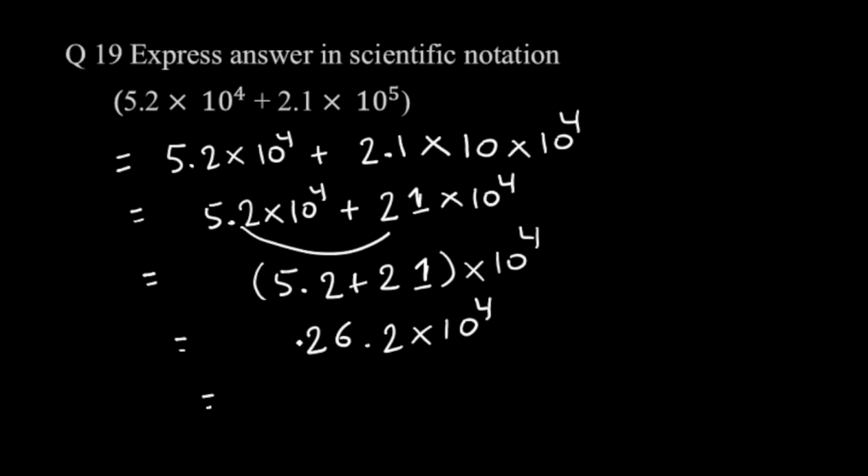Now this is just like the previous question. This is not correct scientific notation form. We can make the correct scientific notation form. Just move one unit left. That means 2.62 multiply 10 to the power 5. Now move to the next question.